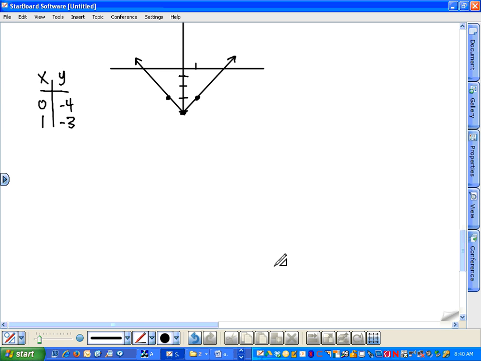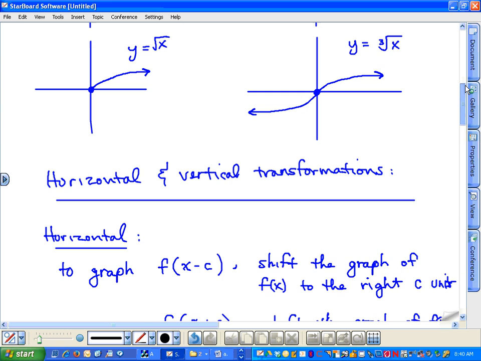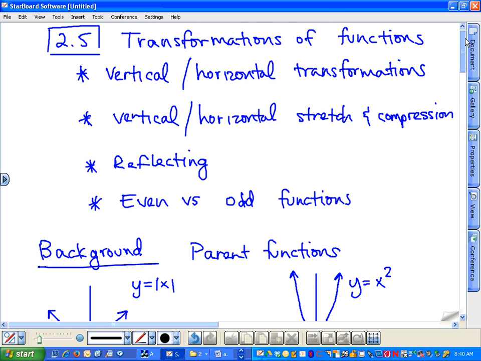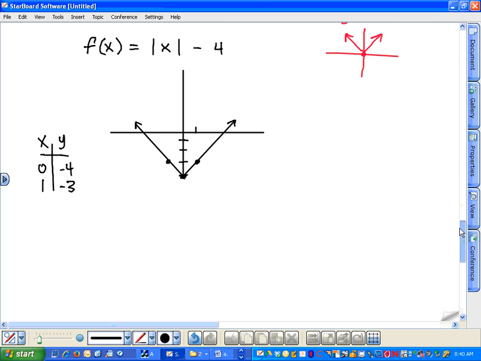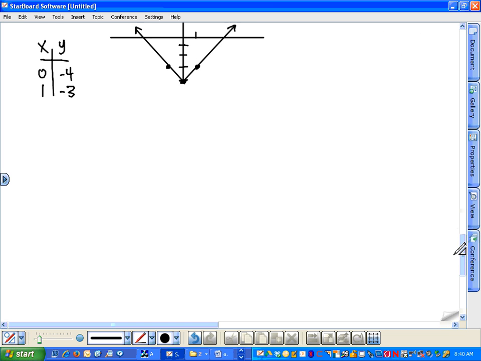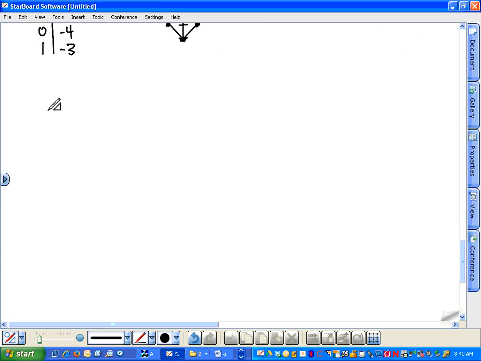Let's move on. The next objective was what? Ooh, stretching and compressing. Okay. Here we go. Let's start with a vertical compression or stretch.